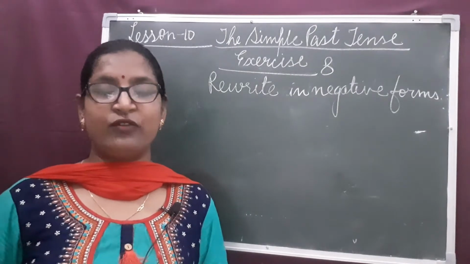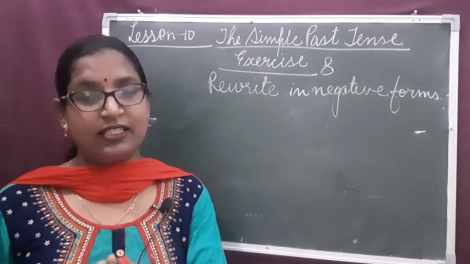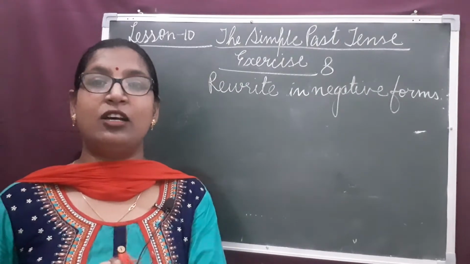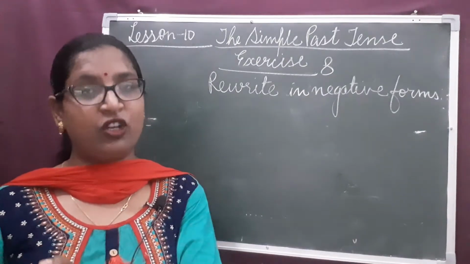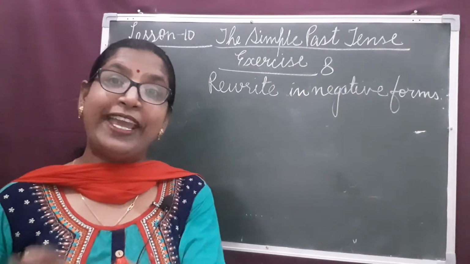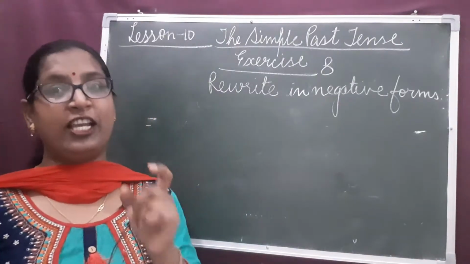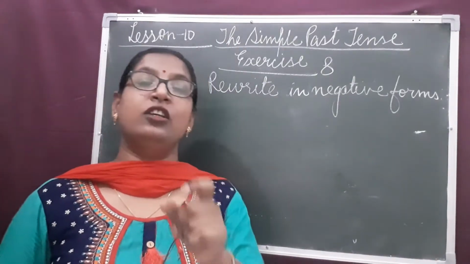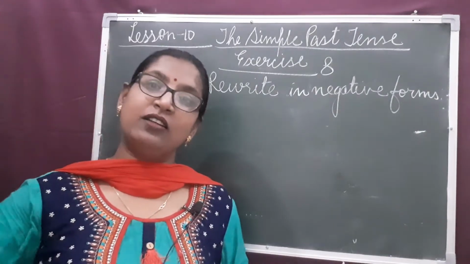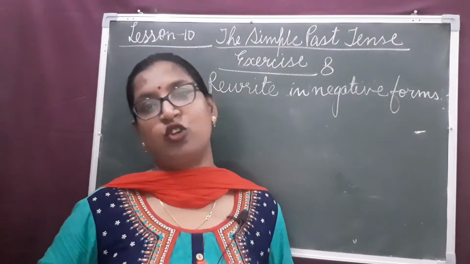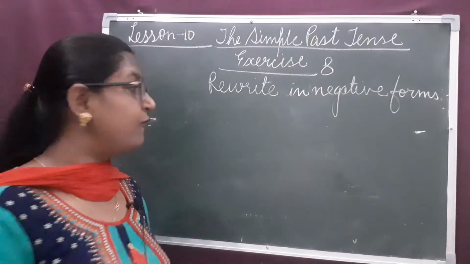What is the structure of the sentence? Subject plus did, which is the past tense form of the helping verb do, plus not, that is the word of negation, plus base form of the verb. When we use did not, when we use the helping verb, we use the base form of the main verb. Then comes the object or the complement. Now let us change these sentences into negative form.